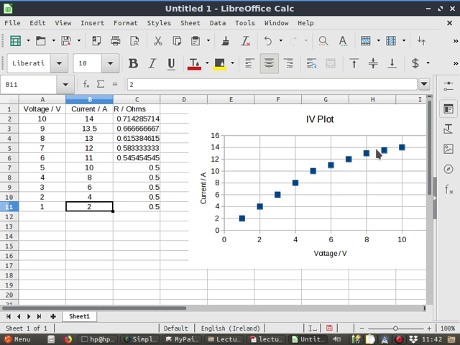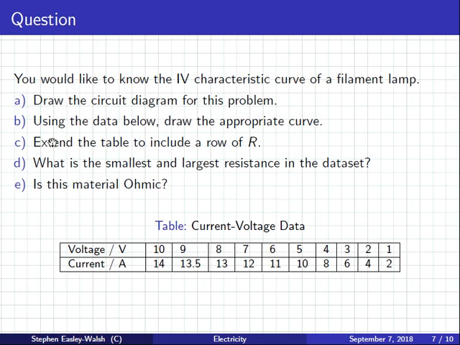No, increases. This is probably because, like you were saying earlier, Ben, the higher voltage makes the light hotter, which increases the resistance. Okay? That's part B. So no.